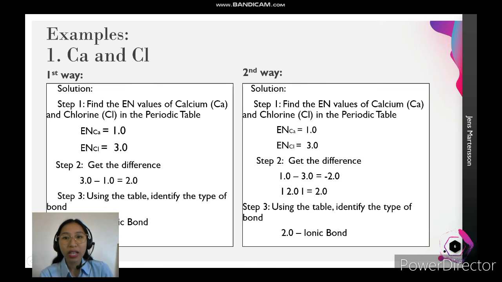No? Then, same, using the table, identify the type of bond. So, 2.0 falls in the greater than or equal to 1.7. Tama? Kay, diba, greater than 1.7, ibig sabihin, 1.7 pataas. So, ang 2.0, dito siya na-fall. Therefore, the type of bond is ionic bond. I hope that you can follow my explanation.